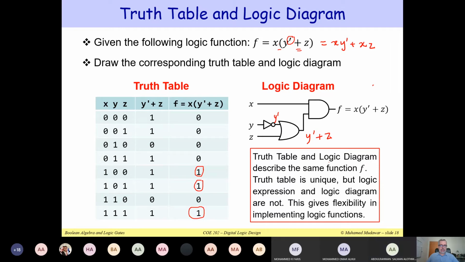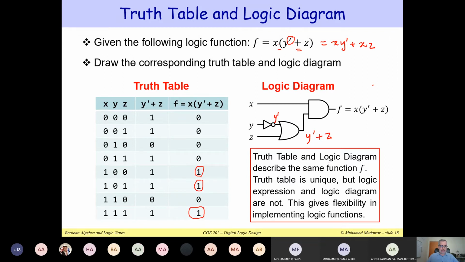You will need how many gates? Four. I need an inverter to produce y prime. I need how many AND gates? Two. Two AND gates. And I need how many OR gates? One. One OR gate. So you see that this will give you a different logic diagram, but for the same function. So the function can be written differently using different expressions.